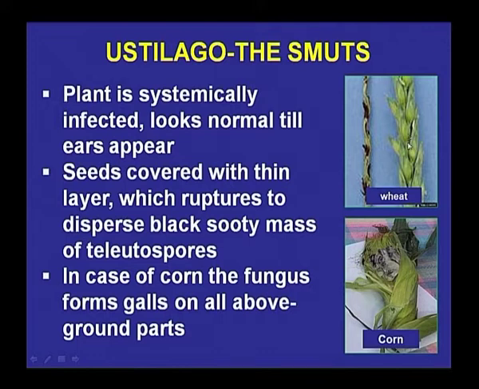And in the case of corn, where Ustilago maydis is present, the fungus forms galls. You see here the big gall caused by the smut disease on the above ground parts.